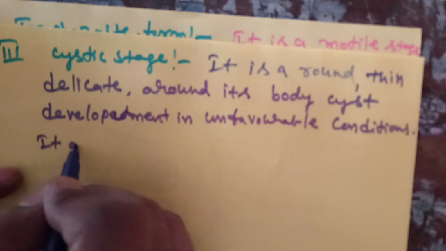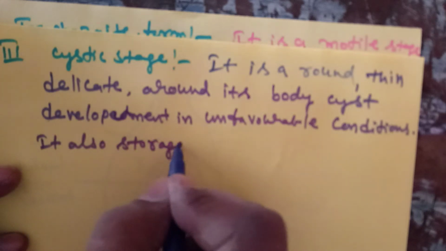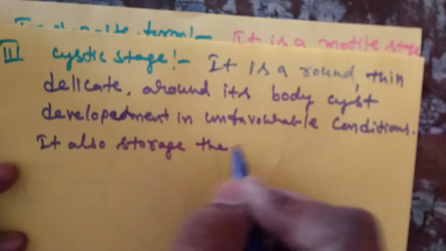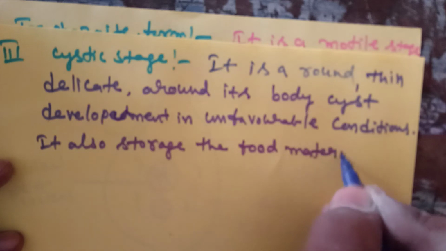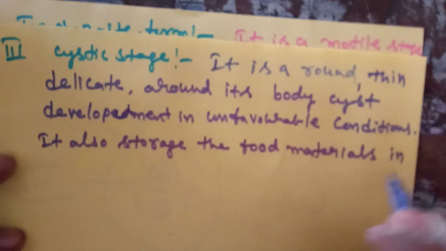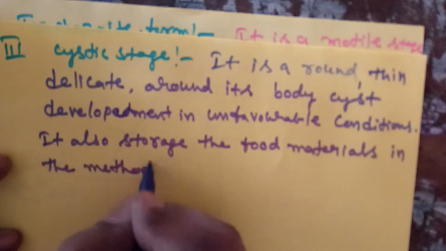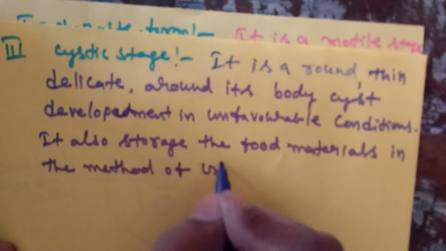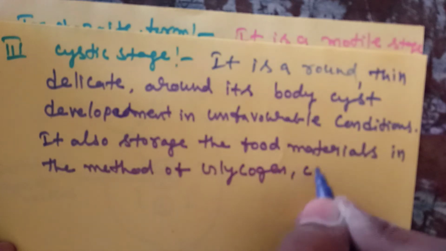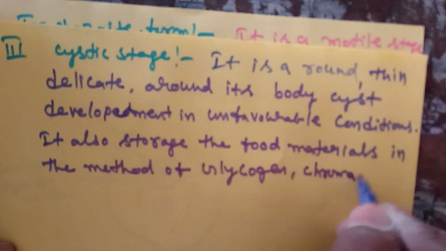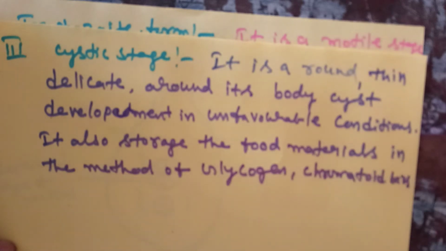It also stores the food materials in the form of glycogen and chromatoid bars. Now I will draw the diagram.